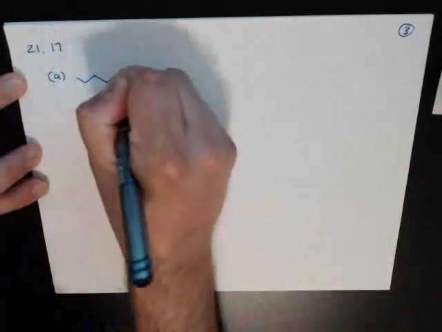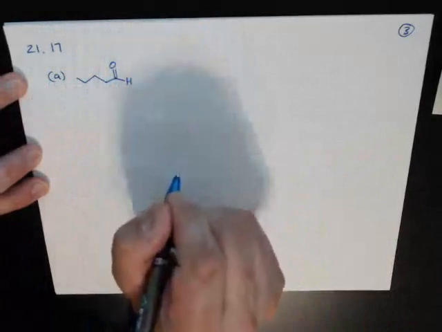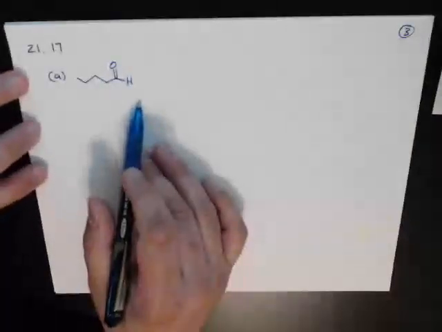So what I would like to do now is just do some problems from the book real quick. So let's do 21:17. So it's basically giving you this aldehyde and it says draw the condensation products when treated with sodium hydroxide.